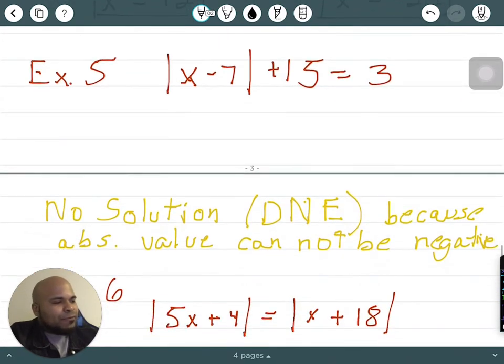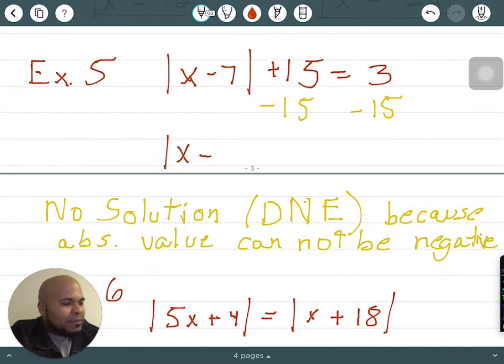All right, example 5. If I have this, again, the absolute value is not by itself. So my first step here will be to subtract 15 so that I could isolate the absolute value. And then it looks like I'm not going to have enough space to complete the problem because this is going to be 3 minus 15 is negative 12, right? It's going to be negative 12.